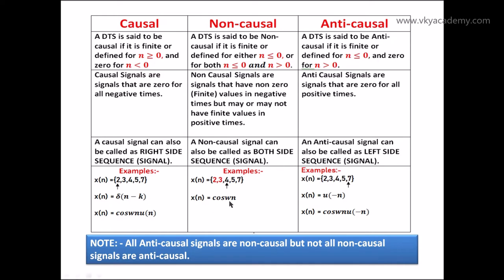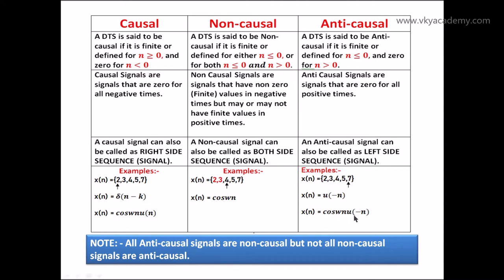Now x of n equal to cos omega n. Basically, cos omega n is an infinite duration sequence, and it extends towards minus infinity as well as towards infinity. So that is why cos omega n is a best example of a non-causal signal.